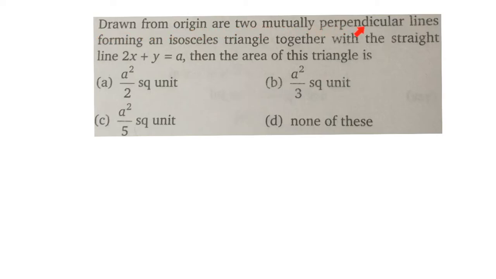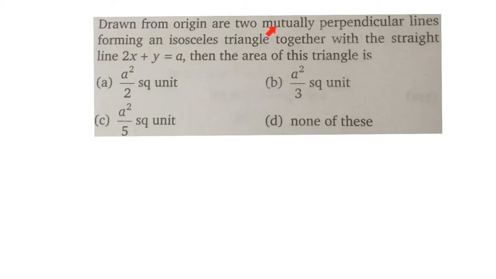Drawn from origin are two mutually perpendicular lines forming an isosceles triangle with the straight line 2x + y = a. Then the area of this triangle is equal to: a square by 2, a square by 3, a square by 5, or none of these?